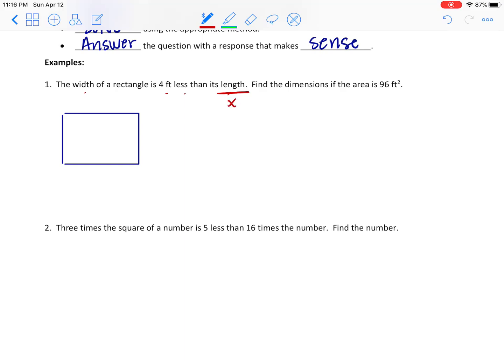And I'm going to call it x. Okay, so I'm going to put x here, and it doesn't matter if you had started by putting it here, it's fine. Okay, so that's my length, and then it says the width is 4 feet less than that. So this side over here is 4 feet less than this one. So 4 feet less than x means I can put an x minus 4 here. So again, this is what I called the length, and this is what, oh my gosh, I can't write.